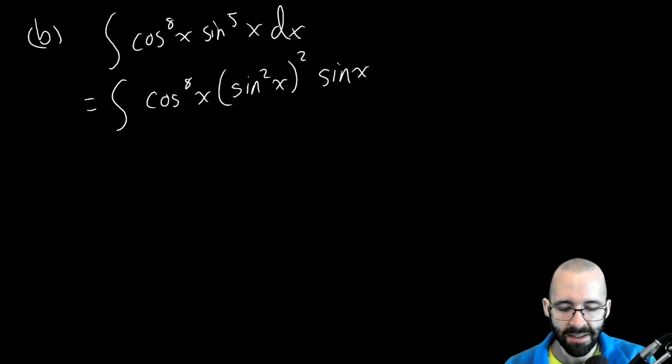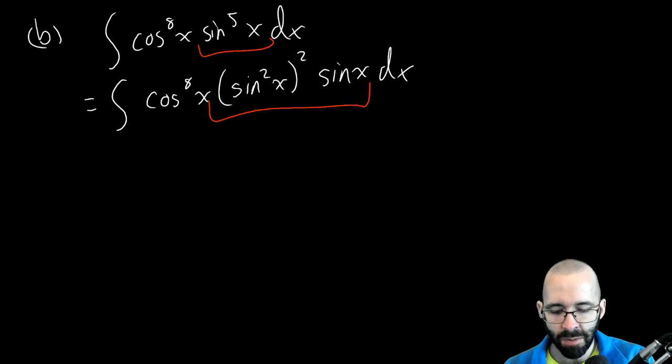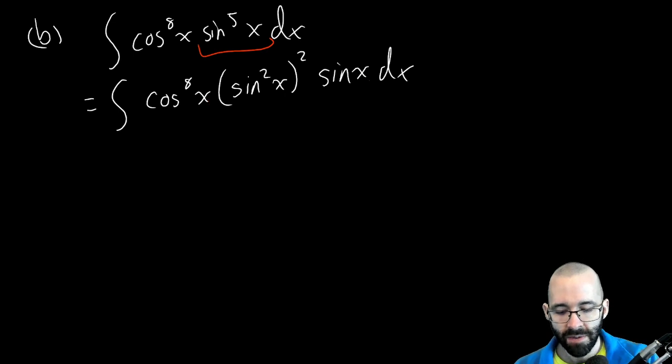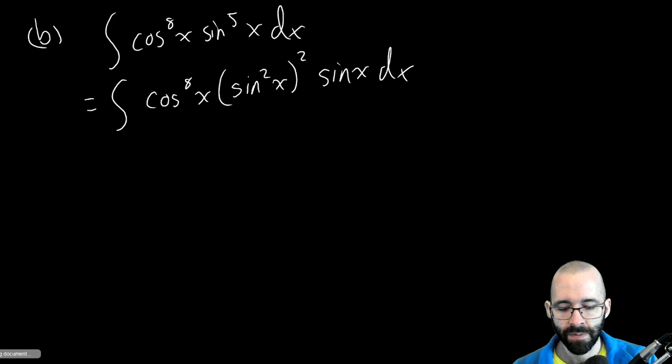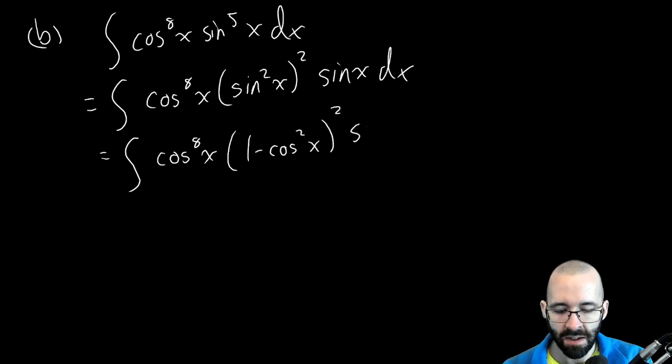By writing it like this. So I did a lot there. But you should believe me when I say that these red things are the same. Sine squared squared times sine is sine to the 5th. We write it this way so that we can use the Pythagorean identity on sine squared. So when we do that, easy peasy, we get 1 minus cosine squared of x squared.